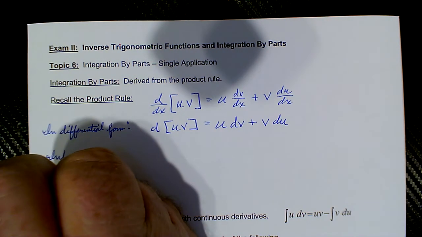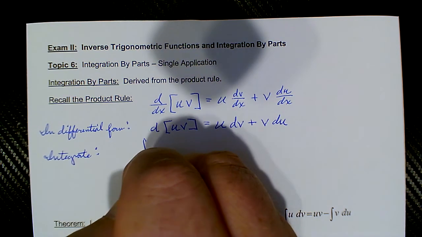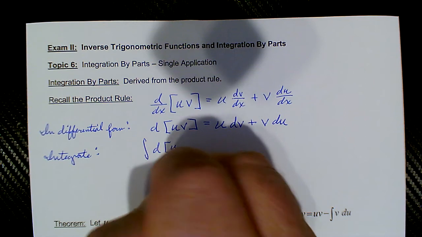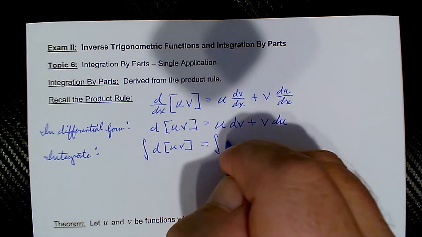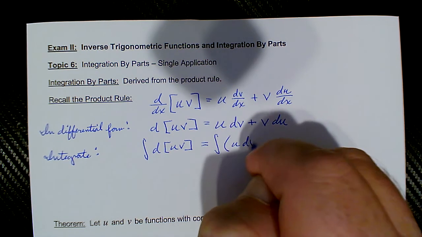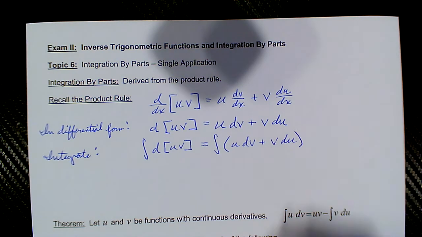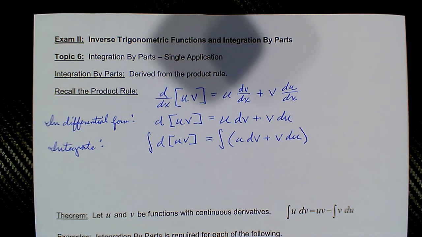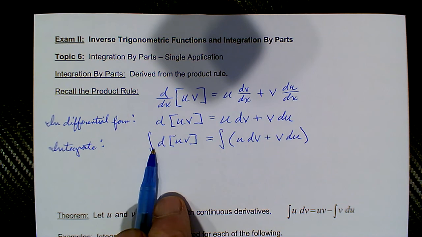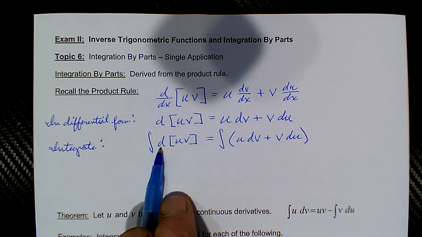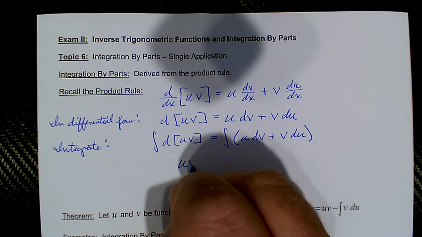And then what we're going to do is integrate. So again, think of integration as anti-differentiation. And we'll take the integral of both sides. So the integral of the differential of u times v will be the integral of, just put some parentheses around this for now, u dv plus v du. And if you think about the left side, the integral of the differential of something, since integration is anti-differentiation, the integration undoes the differential and you just get the quantity, in this case u times v.